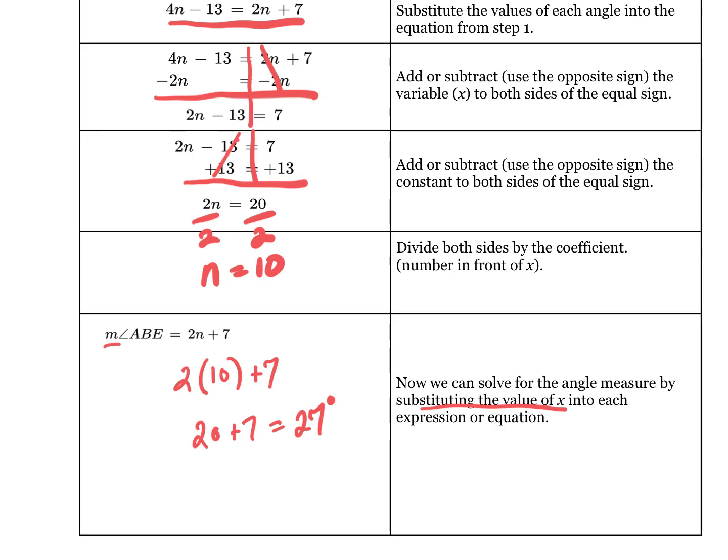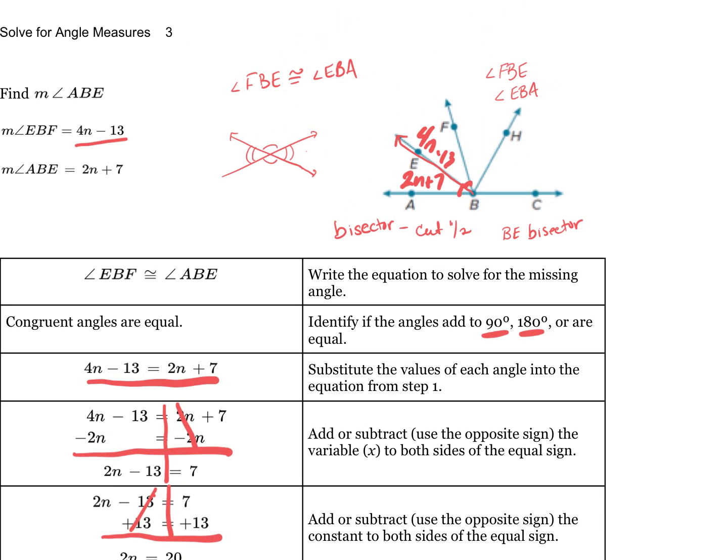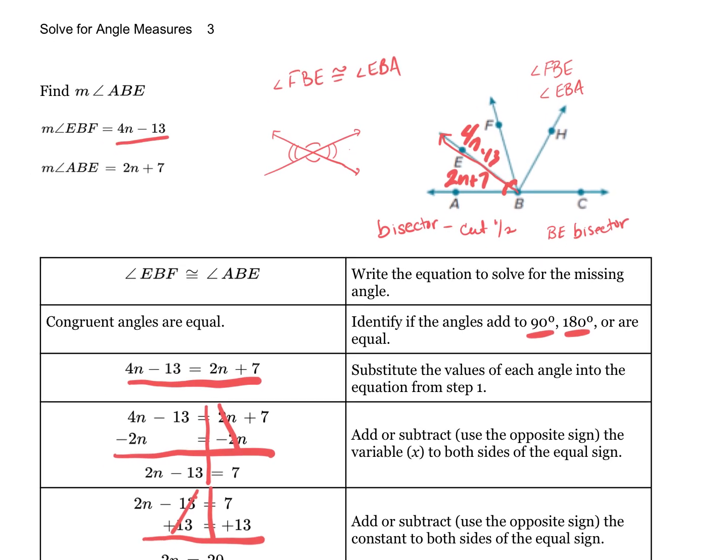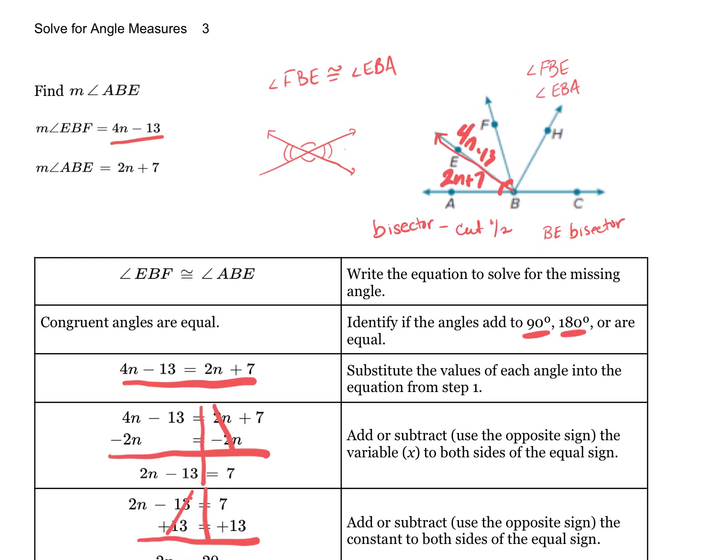So both angles from my diagram, FBE or EBF and EBA or ABE, both have a value of 27 degrees. So this is 27 degrees and this is 27 degrees. And they are congruent because of those tiny little pink arcs that are there. That tells me those are congruent. The other thing that would tell me that it was congruent is if you saw the word bisector.